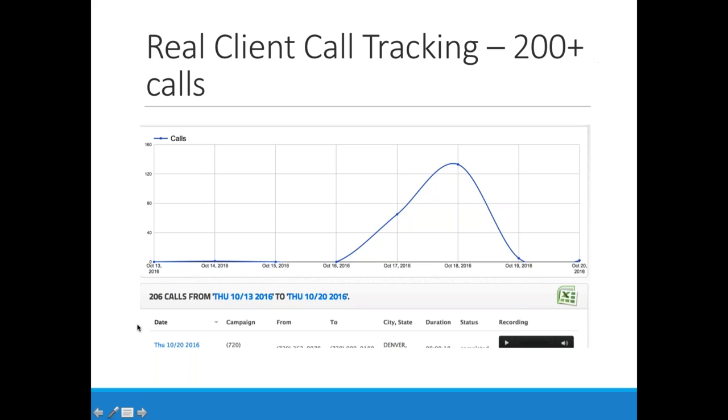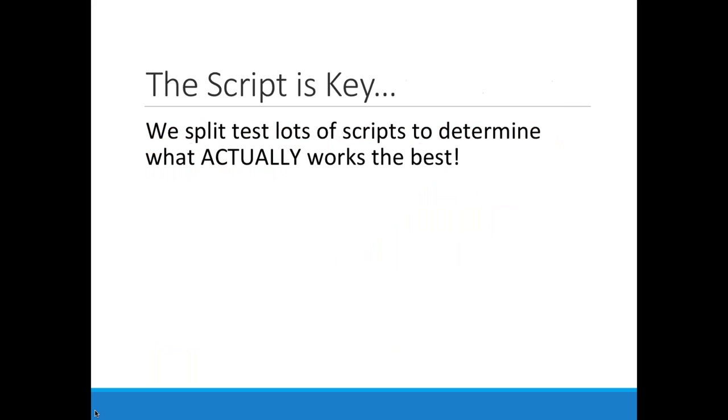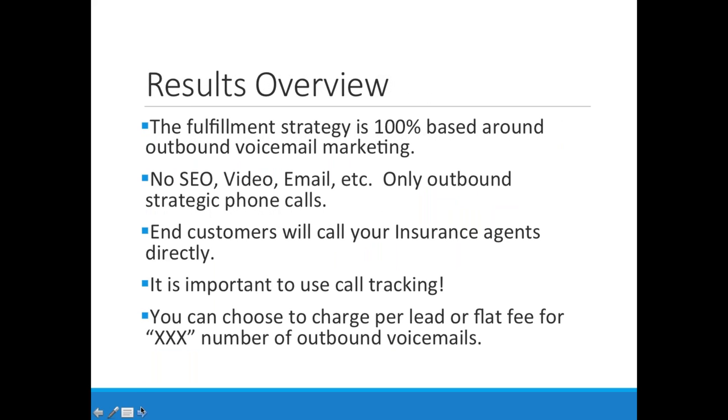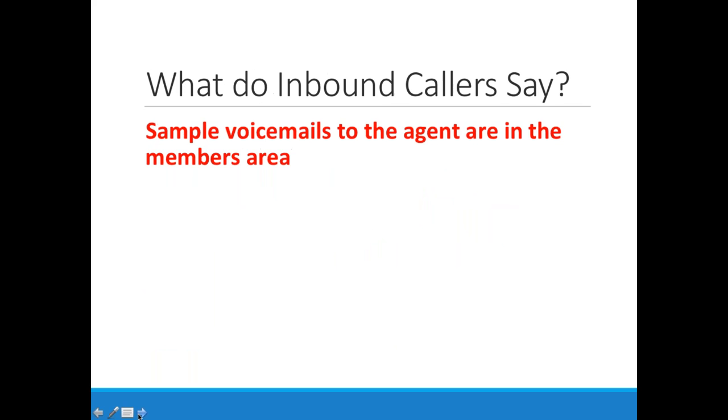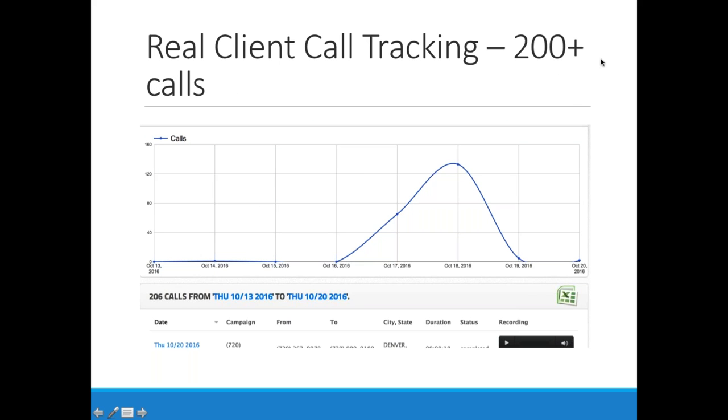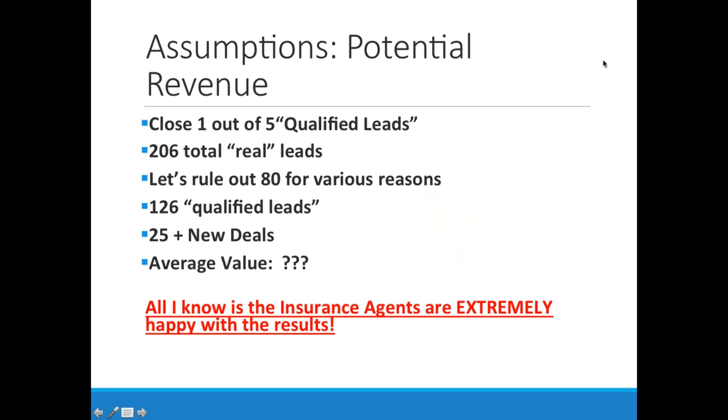Not bad at all. So remember, that was 1,500 outbound messages, and we generated 200 plus calls to the client. Now, of course, I didn't delete anything, including bad leads. So I always say, let's rule out a bunch, and you make up a number. I'm going to rule out 80 leads here just to show you the power. I don't even think you have to rule out 80, but I'm just doing that.